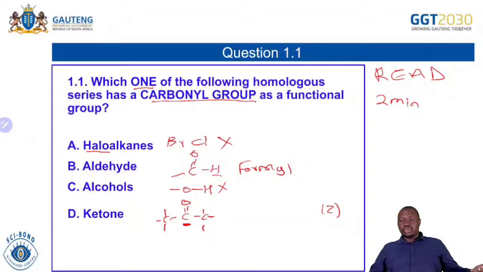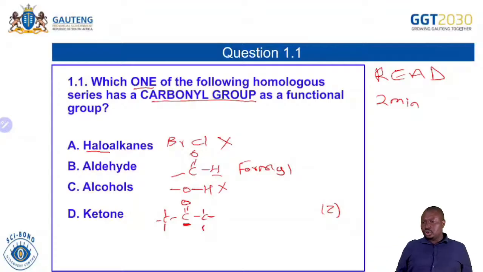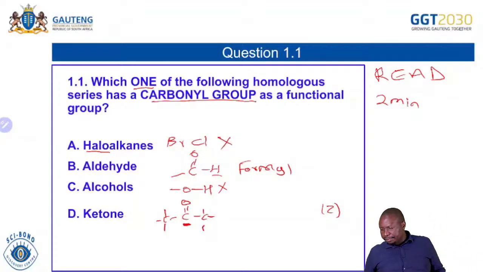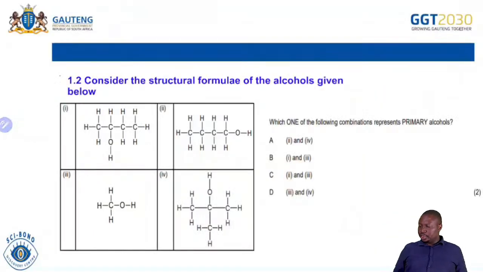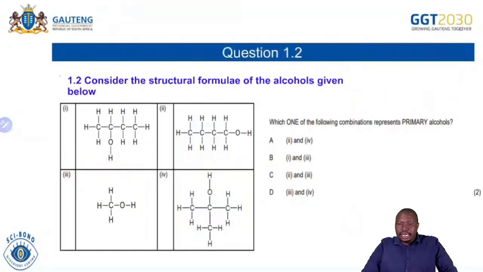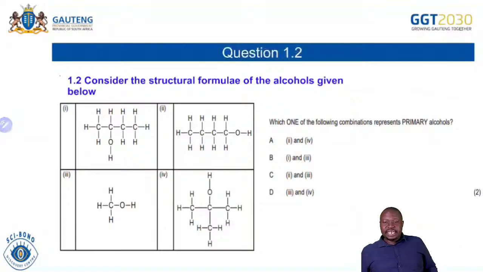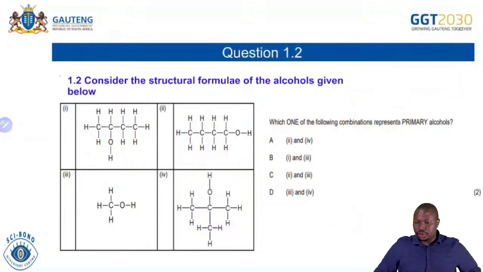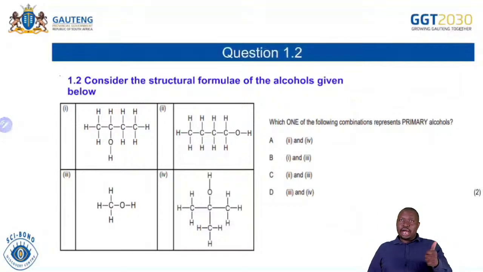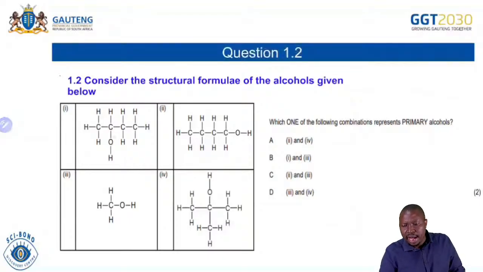So you choose D, you are sure, you got your 2 marks, you are able to move to the next question. Now let's move to 1.2. And then 1.2 was: consider the structural formula of the alcohols given below. So they are telling you in the statement that these are all alcohols. Alcohols, we are saying they have a functional group, which is the hydroxyl group. Hydroxyl group is the OH there.